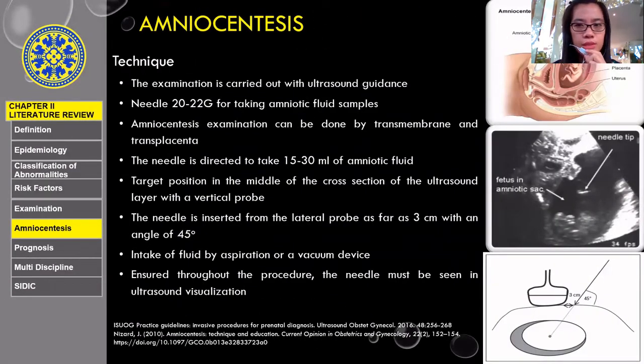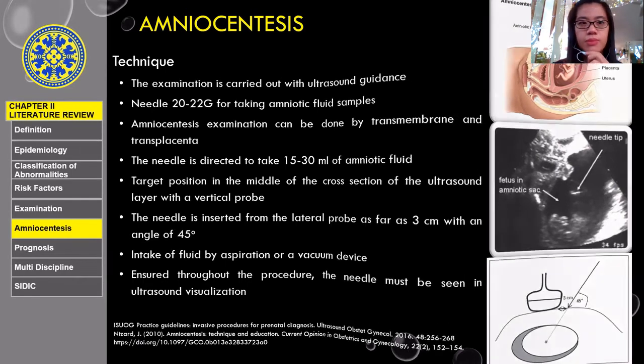And how is the amniocentesis done? The examination is carried out with ultrasound guidance with a 20 to 22 gauge needle for taking amniotic fluid samples, and it can be done by transmembrane or transplacenta. The needle is directed to take 15 to 30 milliliter of amniotic fluid. Target position in the middle of the cross-section of the ultrasound layer with vertical probe. The needle is inserted from the lateral probe as far as 3 centimeter with an angle of 45 degrees. Intake of fluid by inspiration or a vacuum device, and ensure throughout the procedure the needle must be seen in ultrasound visualization.